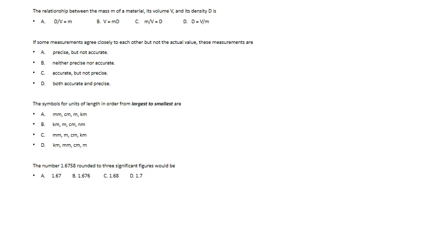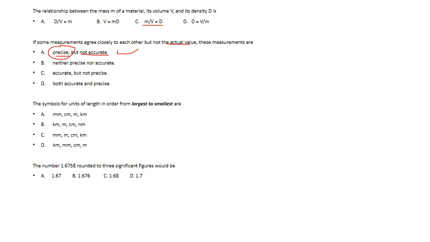Okay, the relationship between mass, material, and volume. Hopefully you guys know this. Mass per volume. If some measurements agree closely to each other but not the actual value, these measurements are precise but not accurate, because they're close to each other. They're precise, but they're not the actual value.